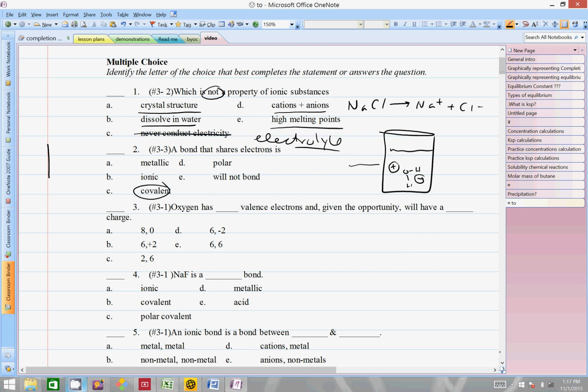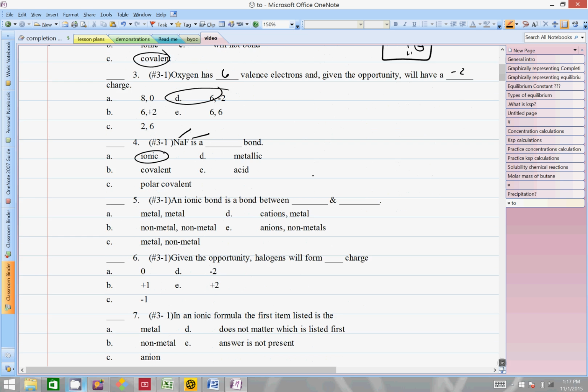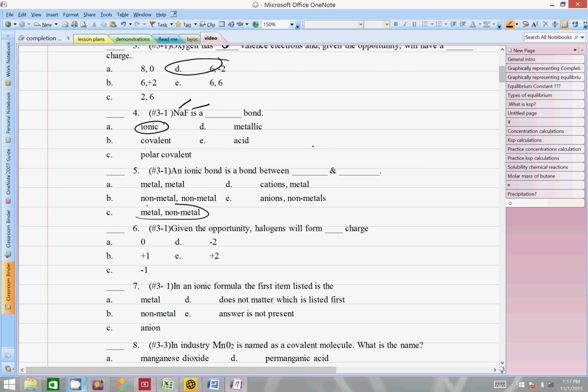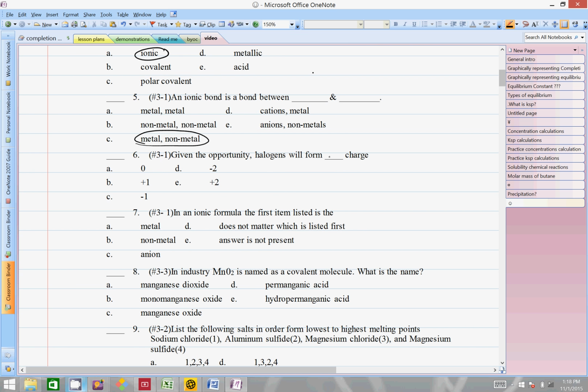Alright, oxygen valence electrons would be 6 valence electrons, -2. That is going to be D. NaF, metal, non-metal. This is ionic. An ionic compound is a bond between a metal and a non-metal, which is C. Given the opportunity, halogens will form a, well, halogen on the periodic table at the very end, right next to the noble gases.